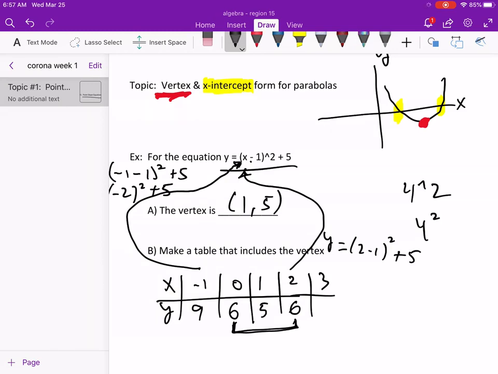And then if I plugged a 3 in for x, 3 minus 1 is 2, square that and you get 4, add 5, you get 9, and again, I'm getting those matches on either side of the vertex.